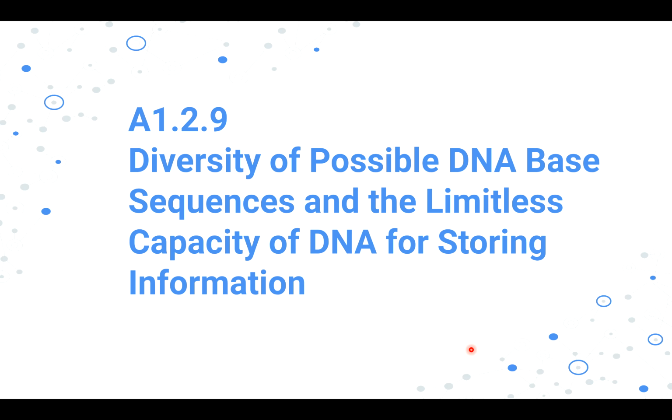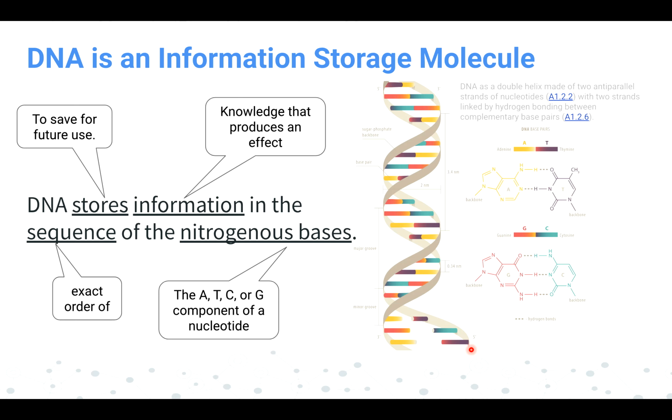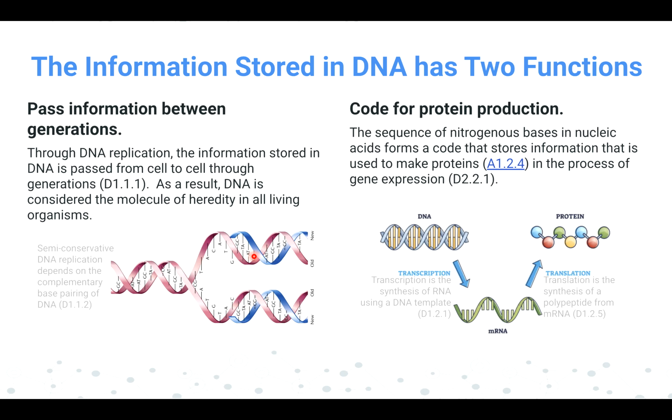Diversity of the possible DNA base sequences and the limitless capacity of the DNA for storing information. Let's talk about that. When we say DNA stores, what are they storing? Storing for future use. Information, what information? The knowledge which is going to show its effect in the body. When we talk about sequence, it means the exact copy we need. Copy of what? Copy of the nitrogenous bases. Because these things are going to work in the body to produce protein in the cell. So information is passing from generation to generation and proteins are produced continuously. So this cycle keeps on going.